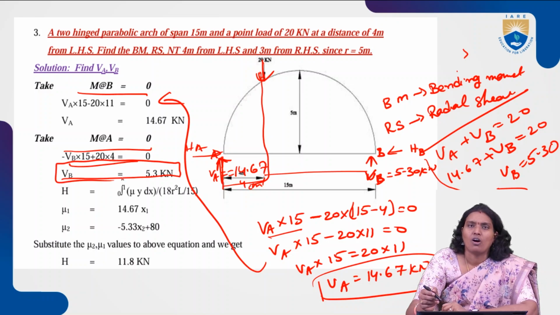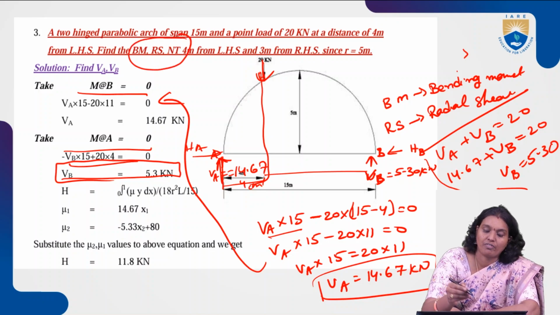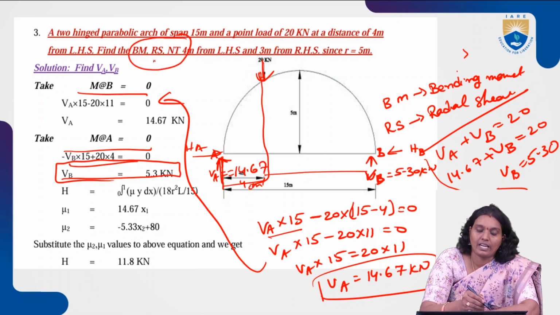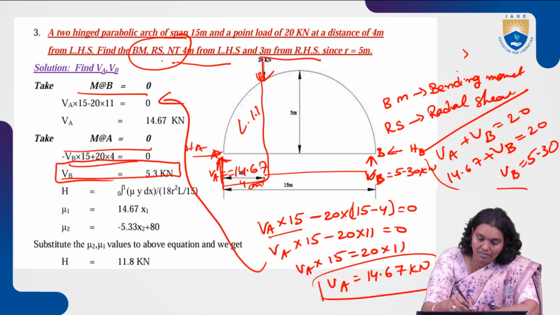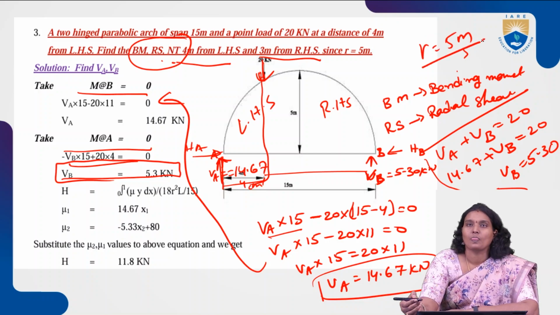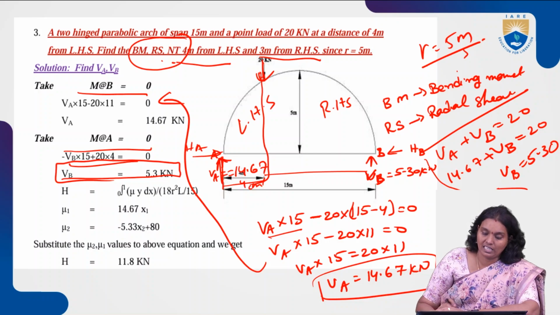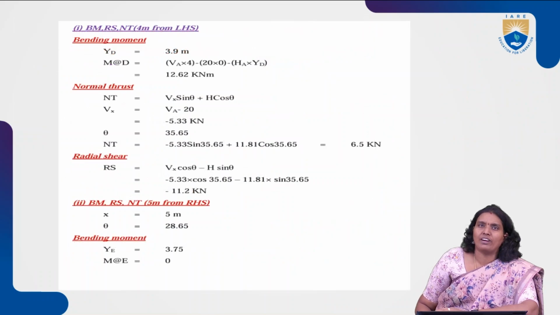So now move on to the horizontal reactions. This is the parabolic arch with two hinges. We are going to find the bending moment, radial shear and normal thrust at 4 meters from the LHS and 3 meters from the right hand side. So this is the left hand side and this is the right hand side, since R is equal to 5 meters. So there is no change in it. So now we are substituting these and finding the horizontal reactions, and finally we will get the value for both conditions.